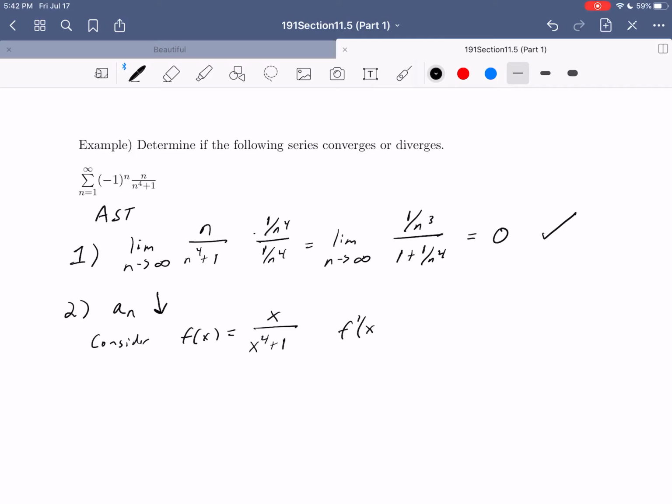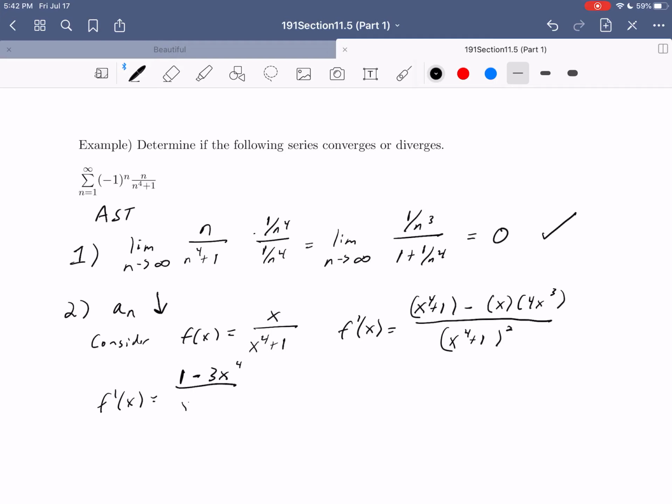To take the derivative, this time we can't avoid quotient rule. So x to the 4th plus 1, minus x times 4x cubed, over x to the 4th plus 1 squared. That tells us that f prime looks like 1 minus 3x to the 4th over x to the 4th plus 1 squared.